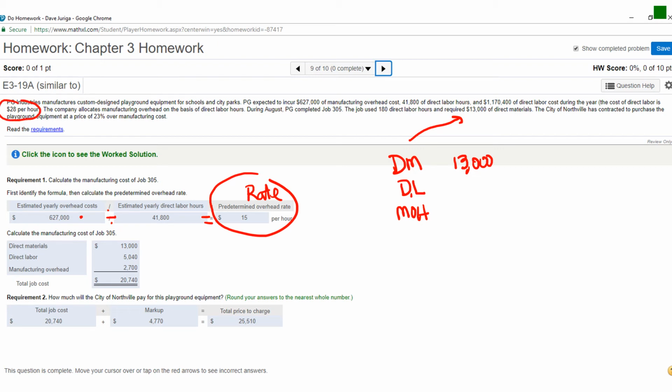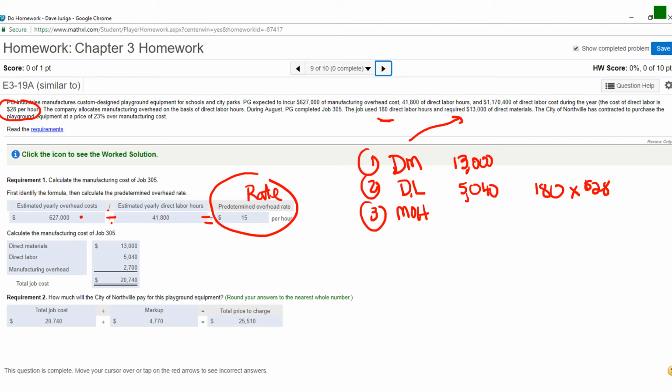So to get the actual direct labor cost, of course, you're going to need to know how many direct labor hours they actually used on the project. It says they used 180 direct labor hours. So if you take 180 times that 28, that's going to give you direct labor cost, which is going to put you at 5,040. So there's your 1, 2, and then we got to get the third product cost.